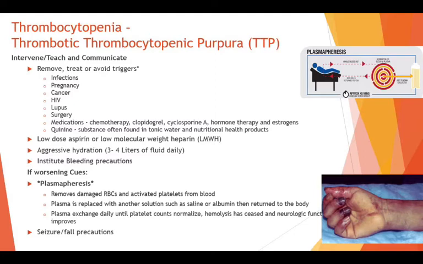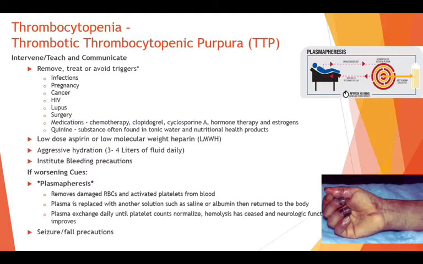Aggressive hydration, again, there's some element of hemolytic anemia here, so hydration will keep those things flowing through, keep them from clumping up and causing ischemia, and bleeding precautions for those microbleeds.